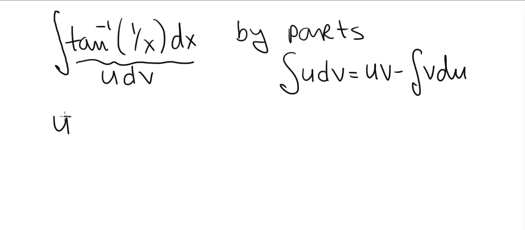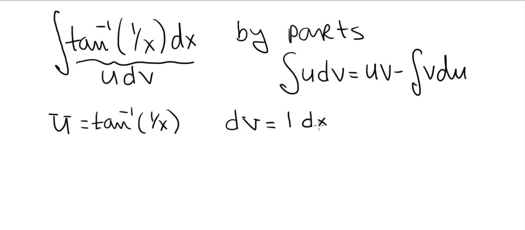The main problem is to select u and to select dv, but in this case it's quite clear what that should be. u should be inverse tangent of 1 over x, and the reason is if dv is equal to inverse tangent of 1 over x, then to go from dv to v we would have to integrate, but that's what we're trying to do in the first place. If we knew how to do it, then there would be no point to this problem. That leaves 1 dx for dv.